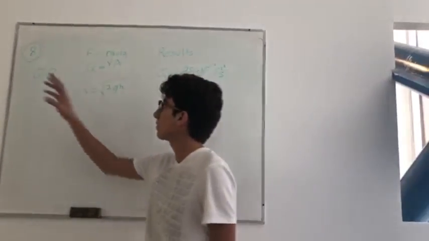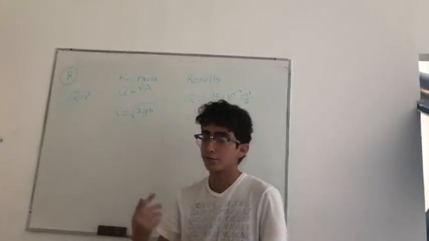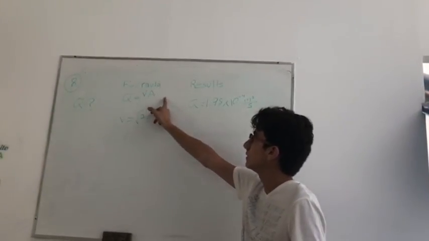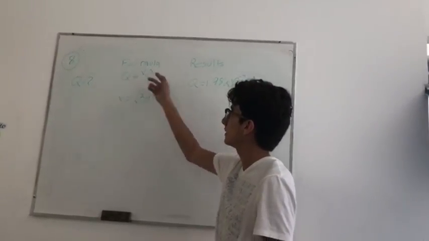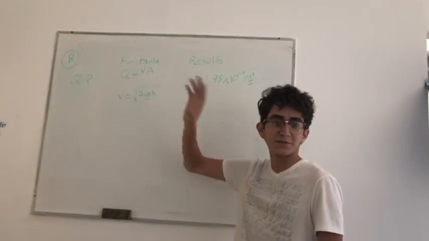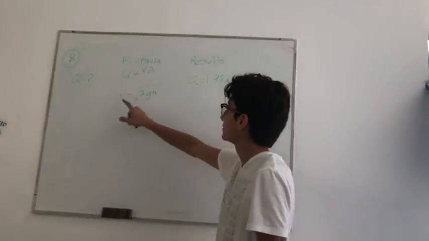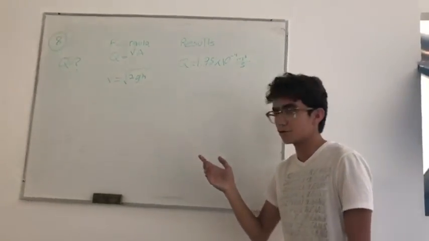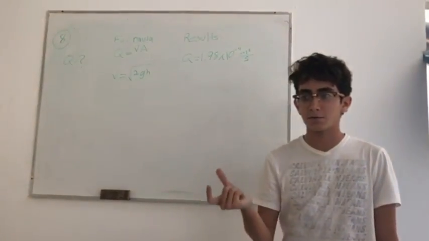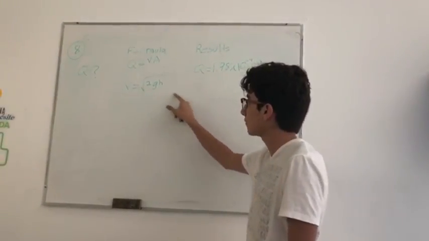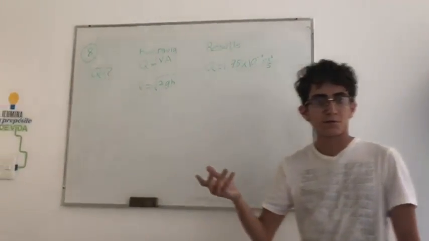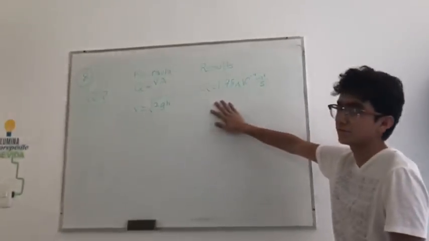Now we are in the 8th problem, and they ask you to find the flow rate of the liquid. So you need to use the formula that flow rate is equal to velocity times area. I'm sorry, I confused. So we first need to take out the velocity because they only give you some values, but they don't give you the velocity. So we use this formula, and after that you can use the principal formula. And here is the result.